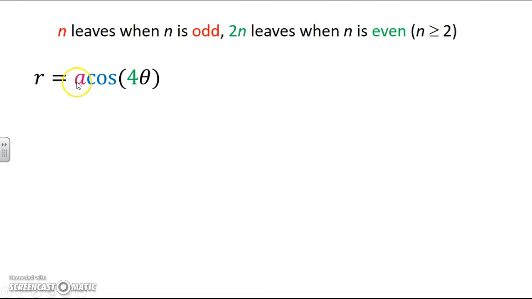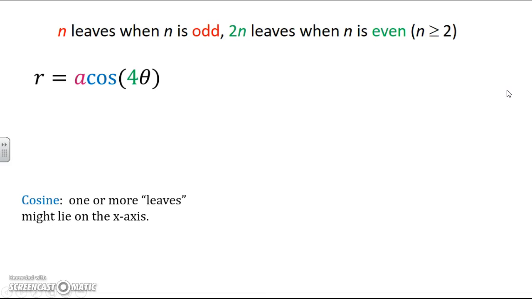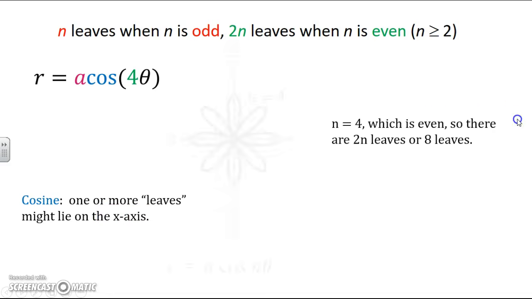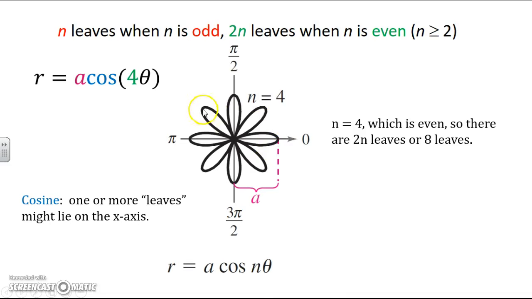Here's one where r equals a cosine of 4 theta, where n is 4, so I should expect 2 times 4 leaves. I should expect 8 leaves on the graph of this. So since it's cosine, could I expect that one or more of the leaves might actually lie on the x-axis? So, yep, sure enough, I've got 8 leaves. There they are. On every single leaf, the distance from the pole to the end of the leaf is that distance a, whatever that number happens to be. And when we actually look at a rose where we have everything filled in, we'll have a value for a.